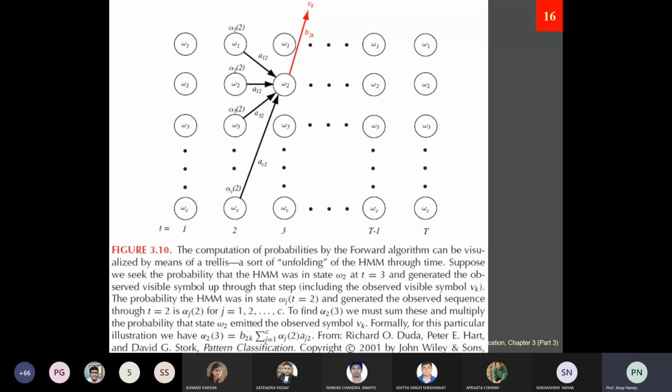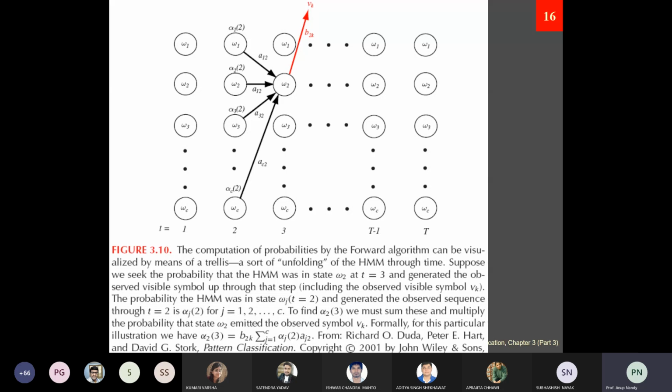Whatever I have explained is there in a different way: W1, W2, W3, up to WC, then you have W1, W2. Now for each W1, what is the probability that the model is in W1? It is alpha 1, 2, because you are at time instance 2. Then alpha 2, 2, alpha 3. Now it will be very clear to all of you. Then you have a transition probability a_12, so you have to go from W1 to W2. W1 is at t equal to 2, W2 is at t equal to 3. Now you just multiply it.